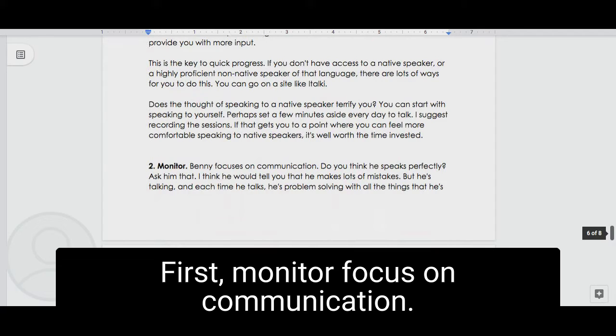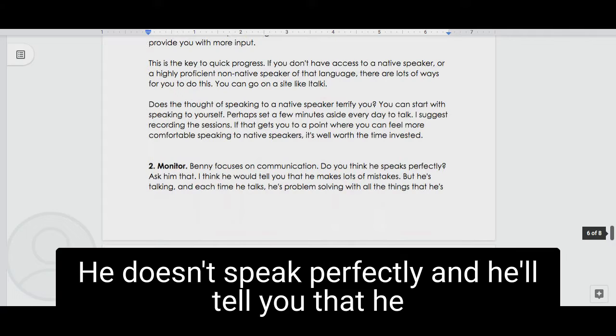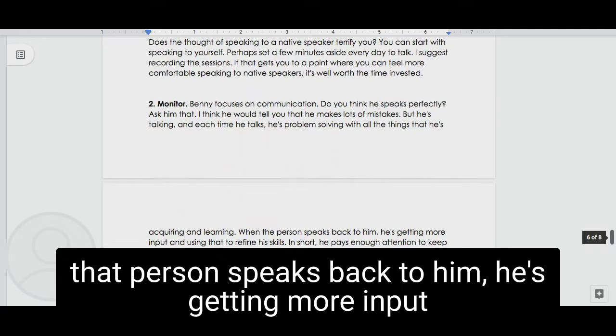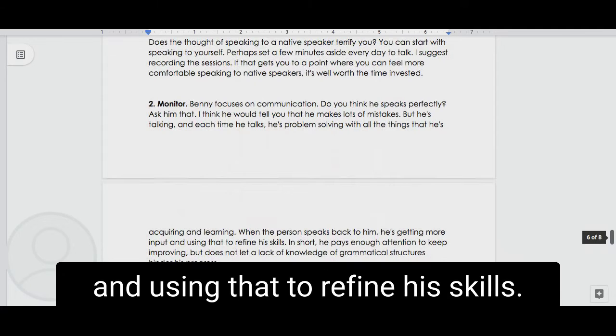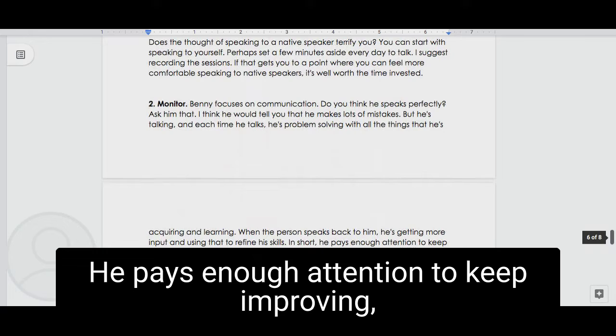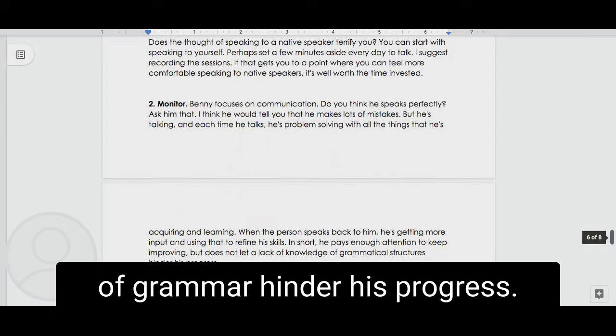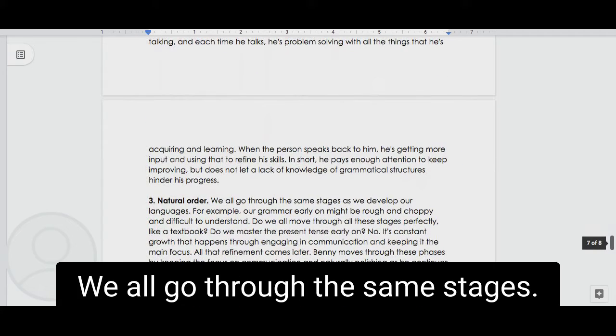Monitor. Focus on communication. He doesn't speak perfectly, and he'll tell you that he makes lots of mistakes in the beginning. And then when that person speaks back to him, he's getting more input and using that to refine his skills. He pays enough attention to keep improving, but doesn't let the lack of knowledge of grammar hinder his progress. Natural order. We all go through the same stages.